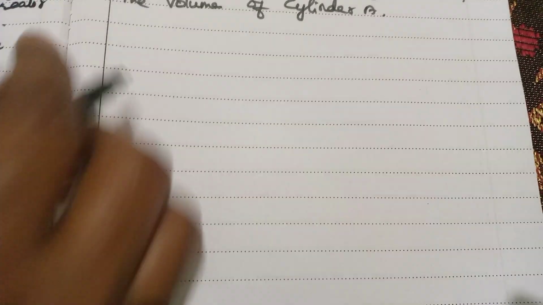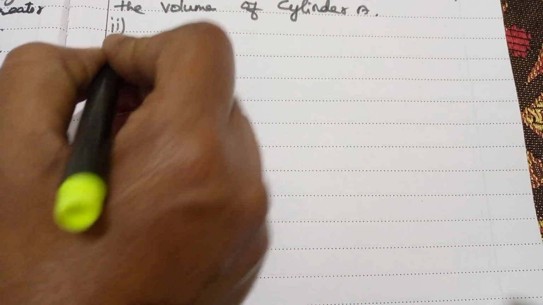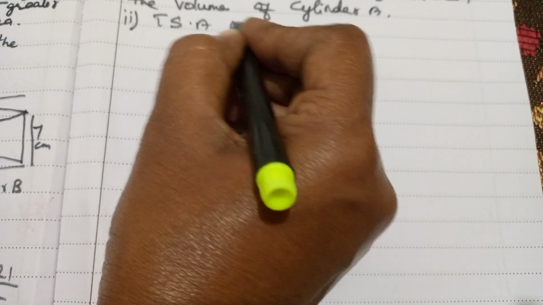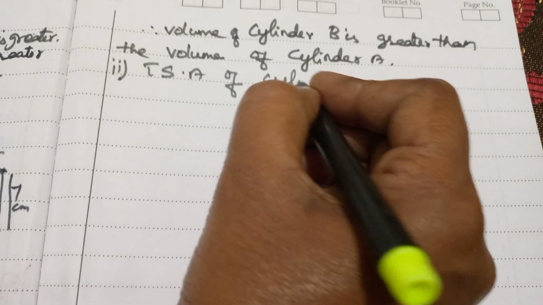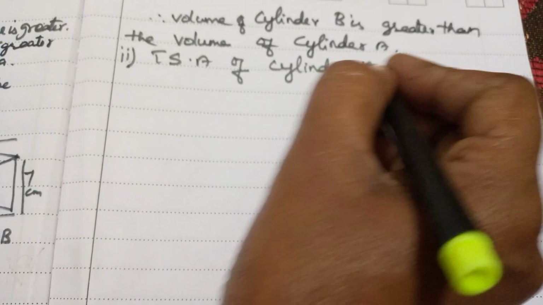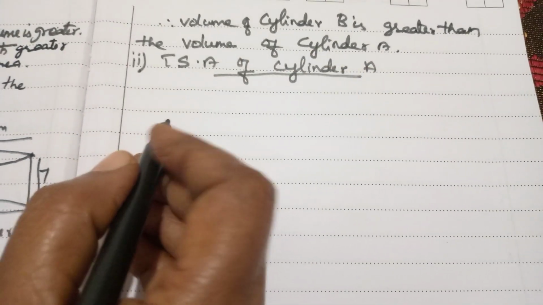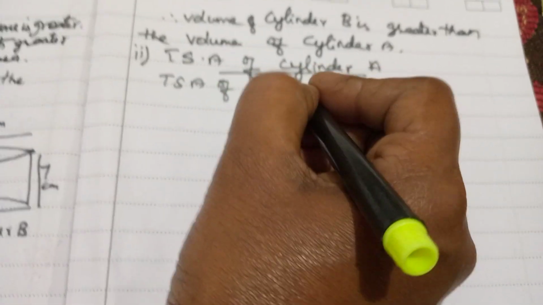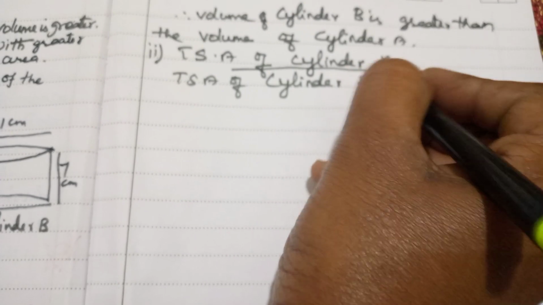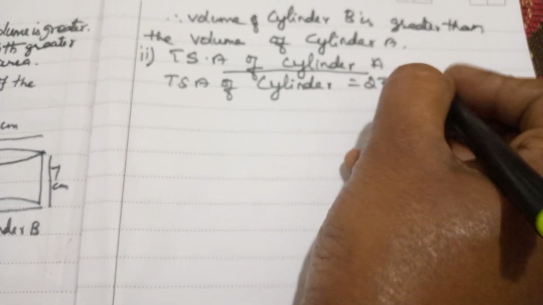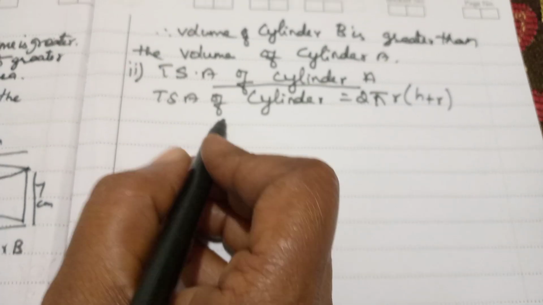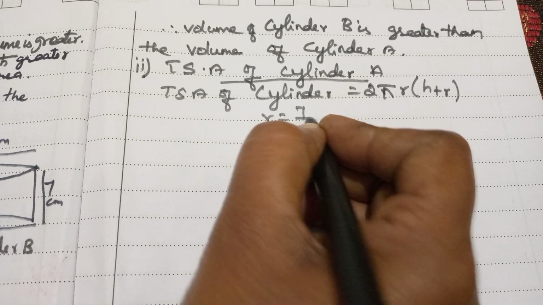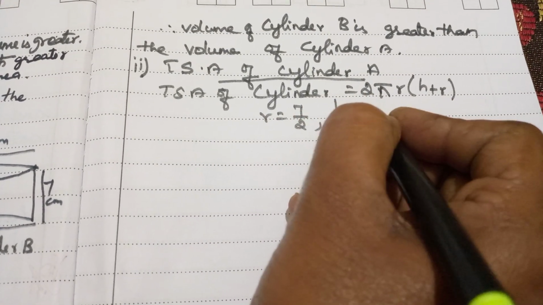Let us do the second subdivision. Second subdivision, total surface area we have to find out. So TSA, total surface area, of cylinder A. What is the TSA of the cylinder formula? Do you remember the formula? 2 pi r into h plus r. Here first cylinder A having r is equal to 7 by 2, h is equal to 21.